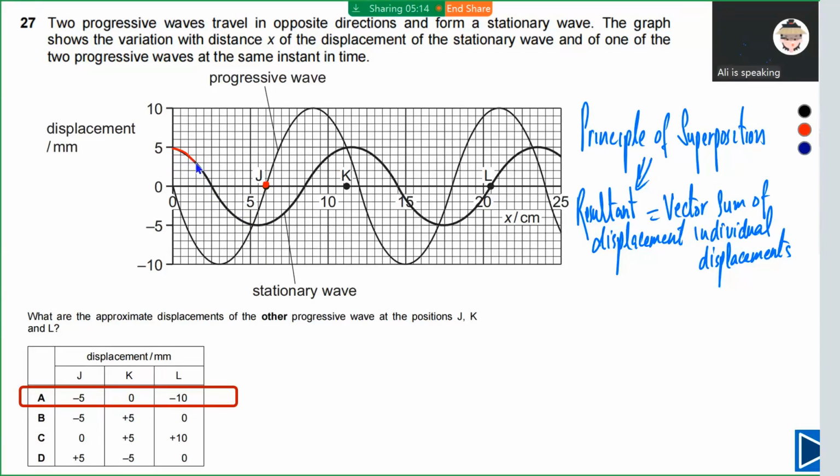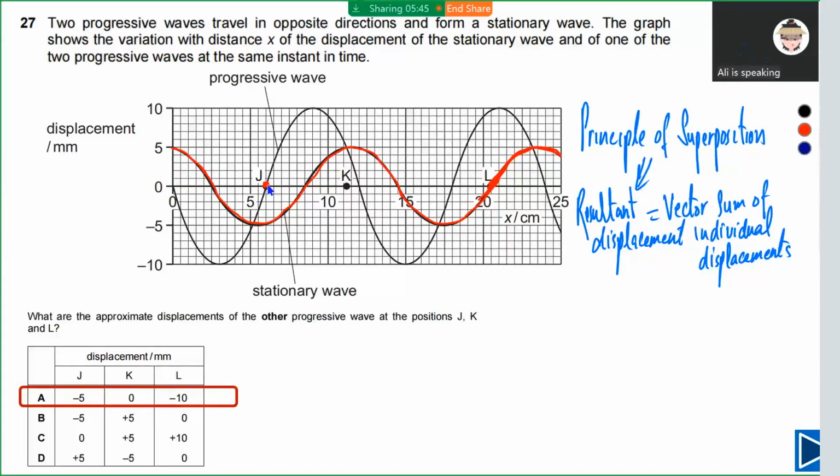So let me use a different color to make it more clear to you. This wave, the red one, is a stationary wave, which means this is the resultant wave. A stationary wave simply means this is the resultant wave of two individual progressive waves, or you can say traveling waves. The sum of those two is this stationary wave. This is the sum of two waves.